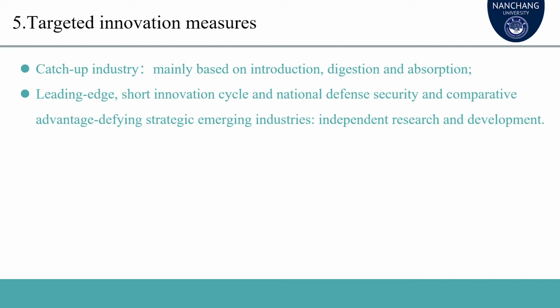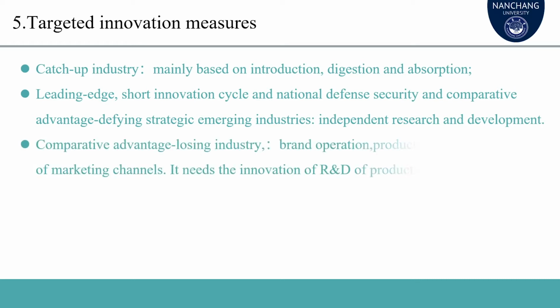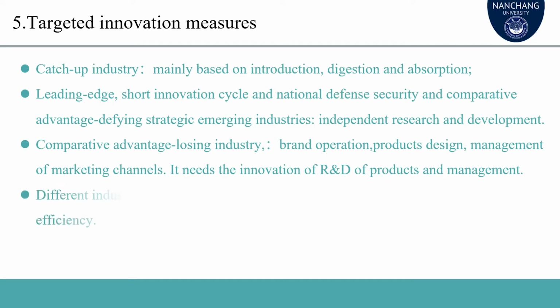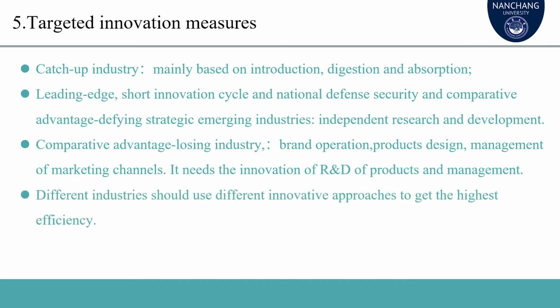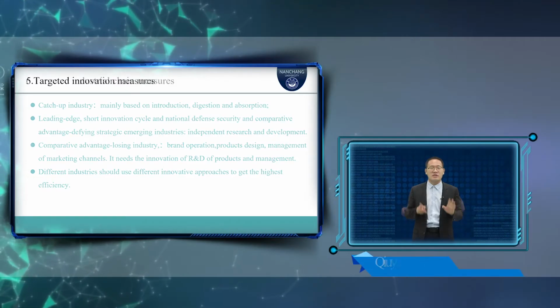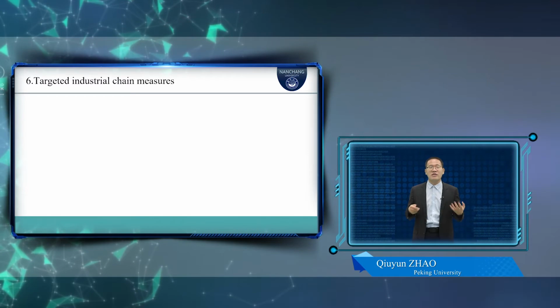And innovation of comparative advantage losing industries can be achieved by entering both ends of the high value added smiling curve, including brand operation, product design, marketing channel management, etc., which require innovation in product development or management methods. Partially transferring the production that has lost its comparative advantage to a place with lower wages at home or abroad is also feasible. Different industries should use different innovative approaches to get the highest efficiency. Sixth, targeted industrial chain measures.